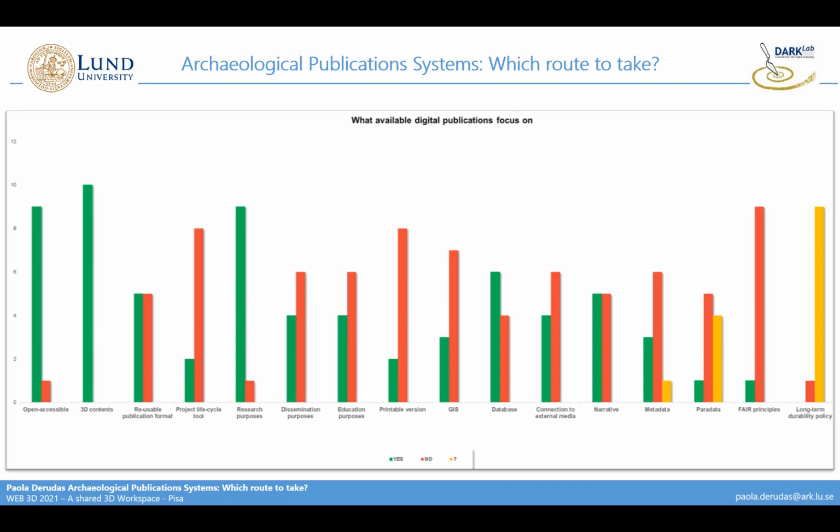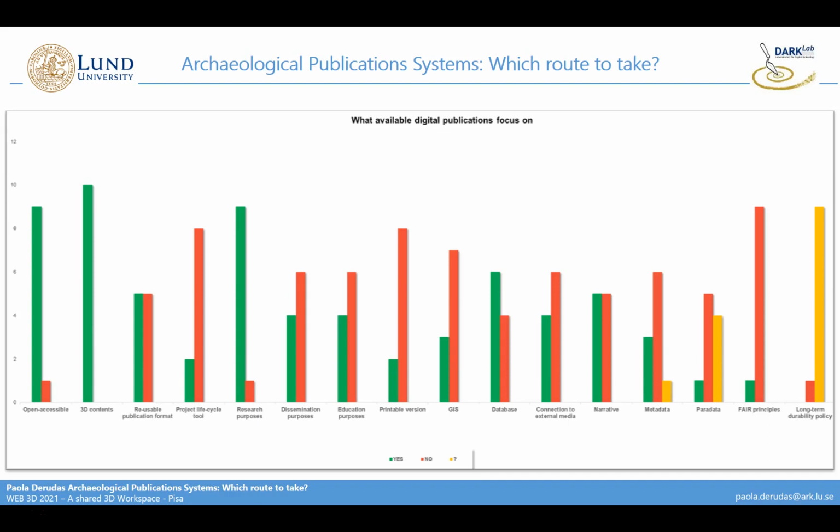So if we start looking at it, we can see that all the 10 publications reviewed are accessible except one, that is the Bizarcho project. And all of them embed 3D contents, as we see in the second column. Only half of the online systems have a reusable structure that can be reused for other projects, using a structure that goes beyond the life cycle of the project.